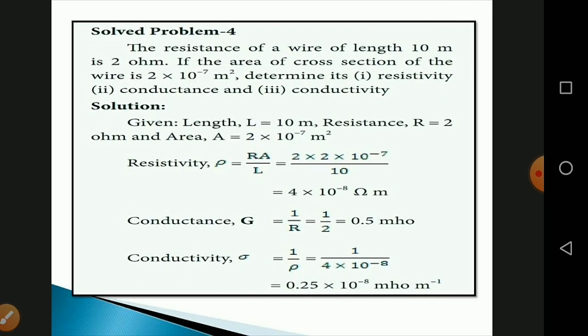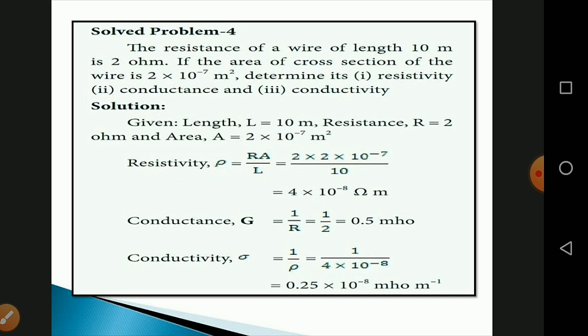And then solved problems. Problem 4: the resistance of a wire of length 10 meter is 2 ohm. If the area of cross section of the wire is 2 into 10 to the power of minus 7 meter squared, determine the resistivity, conductance and conductivity. So you find three values. First, the given values: the length L is equal to 10 meter, the resistance R is equal to 2 ohm, and the area of cross section A is equal to 2 into 10 to the power of minus 7 meter squared.